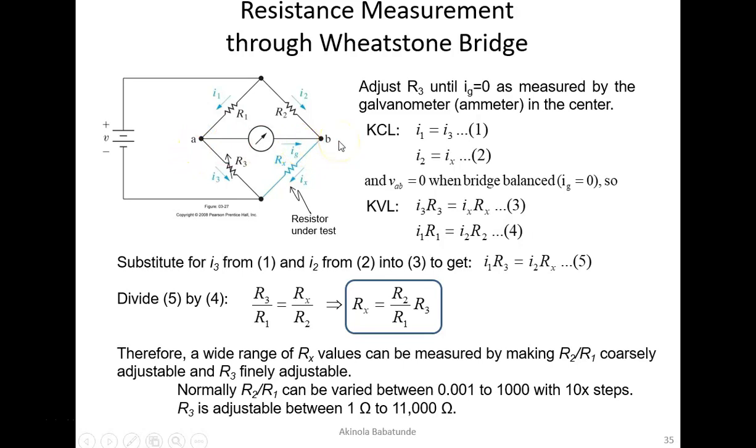VAB will be equal to 0 when the bridge is balanced, because our IG is 0. We know V equal to IR. If I is 0, that simply means V will be equal to 0. So IAB, which is equal to IG, would be equal to 0. VAB would also be equal to 0. So that's why we have VAB is 0 when the bridge is balanced. So when you vary R3 and you're able to accomplish your IG to be equal to 0, that means the bridge is balanced.